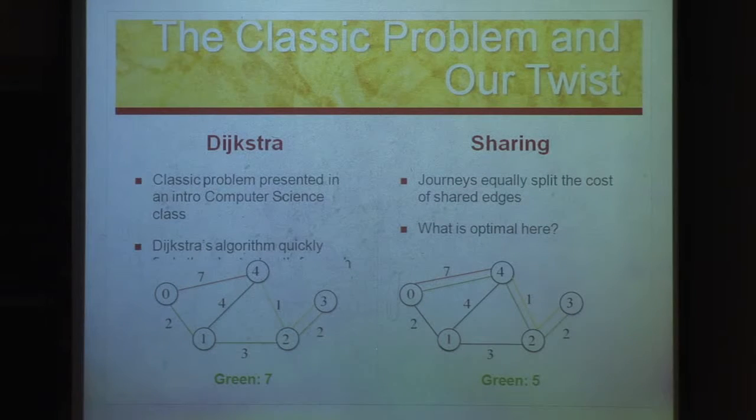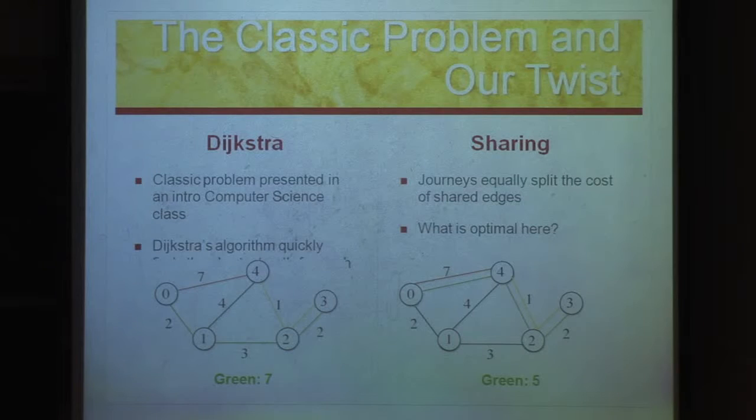So green has the incentive to take a different route. Here you can see as green goes from 0 to 4, instead of paying 7 as it would have before, it pays 3.5 because it splits it with red. And when it goes from 4 to 2 to 3, instead of paying 3, it pays 1.5 because it splits it with yellow. So here green only costs 5, which is way shorter than its original shortest path.